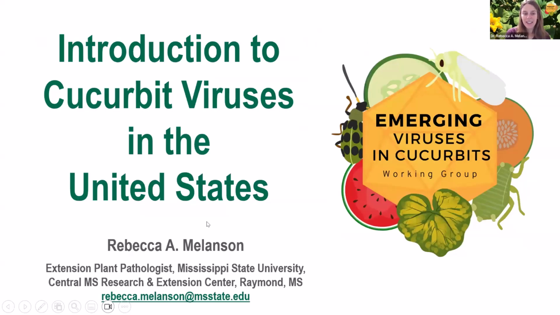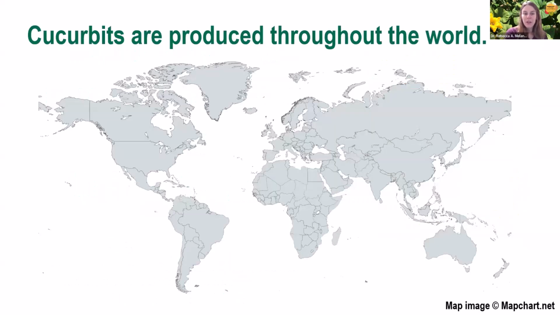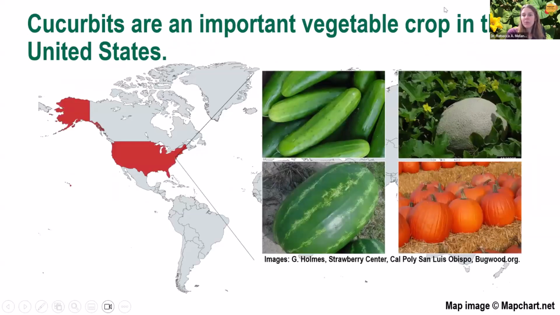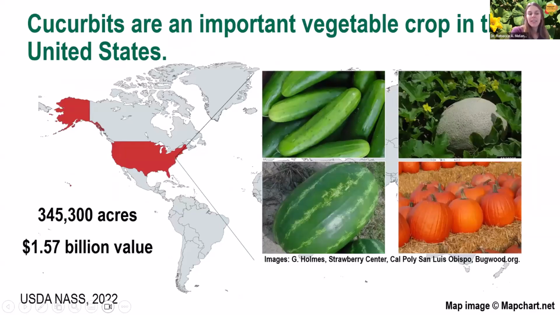I will go ahead and kick things off with a brief introduction to cucurbit viruses in the United States. So, as many of you know, cucurbits are produced throughout the world. They are an important vegetable crop in the United States, where they were produced as of the 2022 census on 345,000 acres, amounting to $1.57 billion.